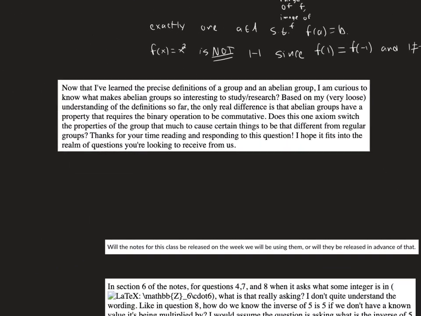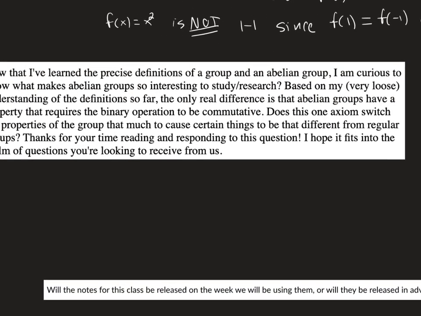All right. I've learned the precise definition of group and abelian group. I'm curious now what makes an abelian group so interesting to study. Based on my very loose understanding of the definition so far, the only real difference is that abelian groups have a property that requires the binary operation to be commutative. Yes, that is literally the only difference. This one axiom changes properties of a group enough to cause certain things to be different from regular groups. Yeah, commutativity literally changes everything.